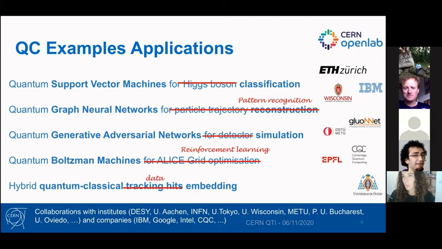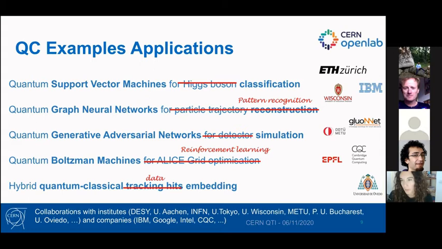Quantum generative adversarial networks are among the most, let's say, interesting. Their classical counterpart is among the most interesting generative models that are being studied by the AI community right now, and they are interesting for us because of their applications in simulation. And so we looked into their quantum counterpart. Quantum Boltzmann machines are being studied within reinforcement learning frameworks for optimization problems.